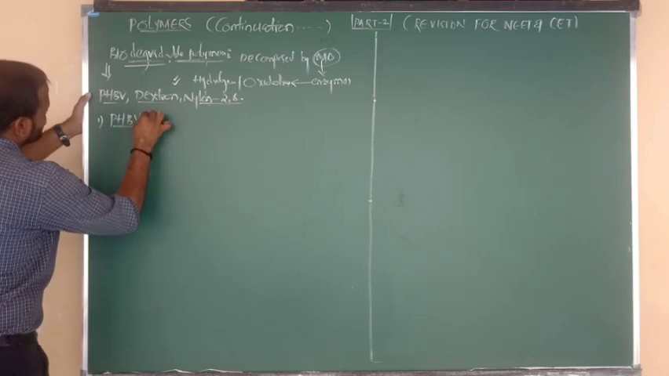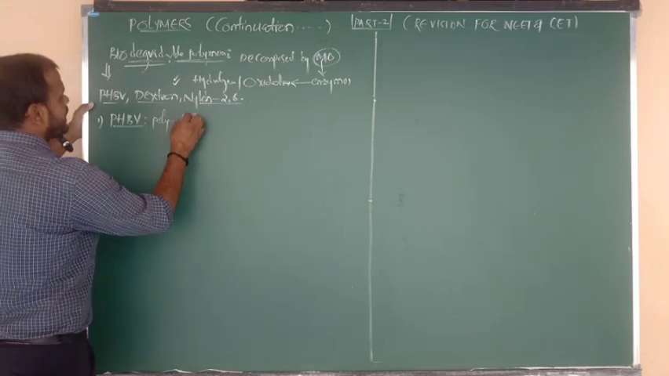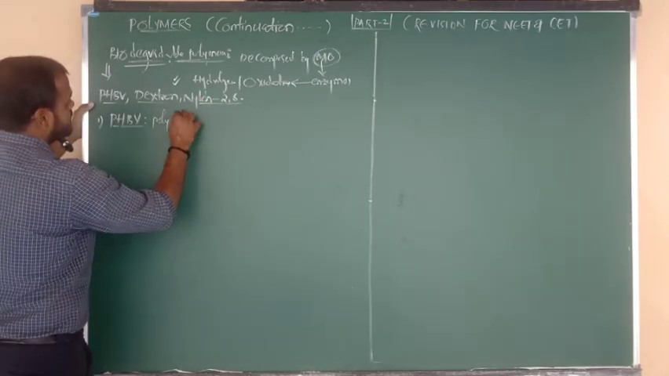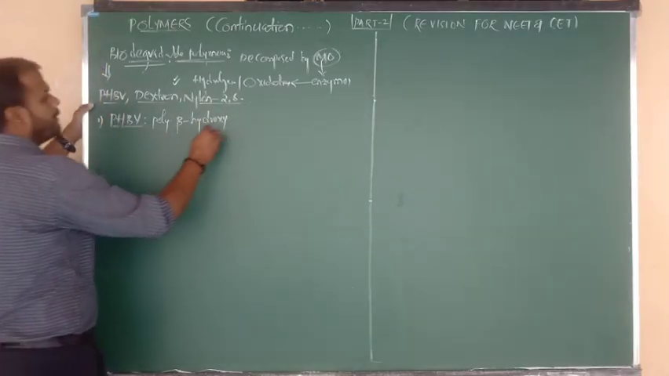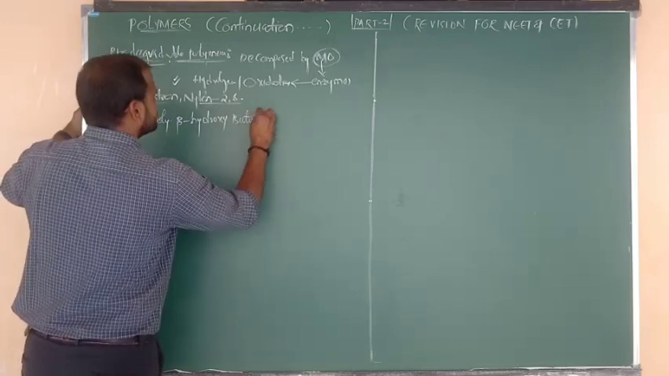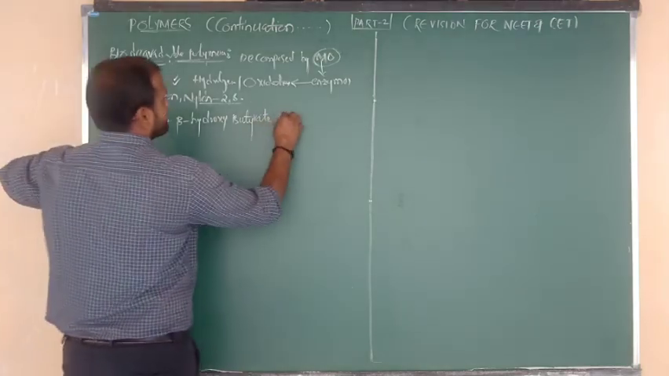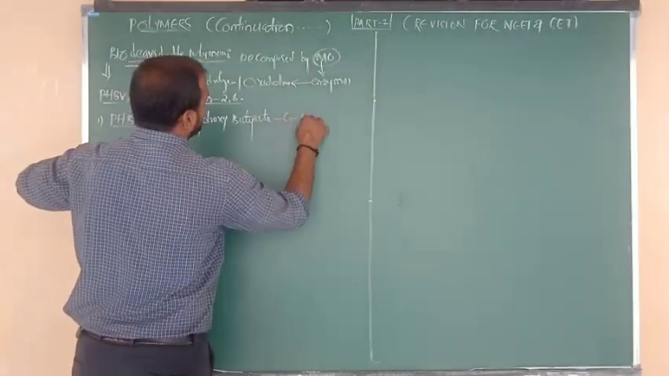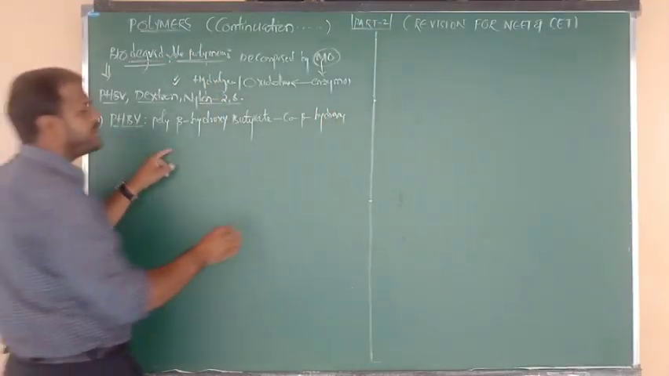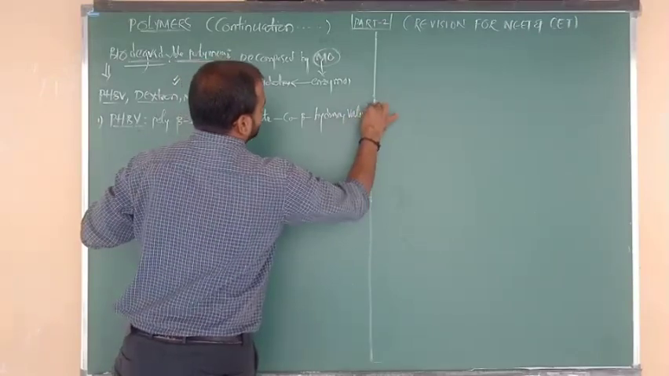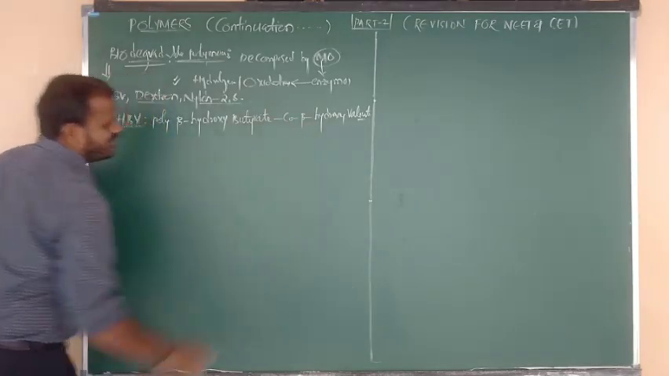PHBV. What is the abbreviation of this? First of all, P indicates poly. H indicates hydroxy, but the hydroxy position is beta, so we can say poly beta hydroxy. B indicates butyrate: poly beta hydroxy butyrate, co beta hydroxy, and the last capital V indicates valerate. So once again, the abbreviation is poly beta hydroxy butyrate co beta hydroxy valerate.